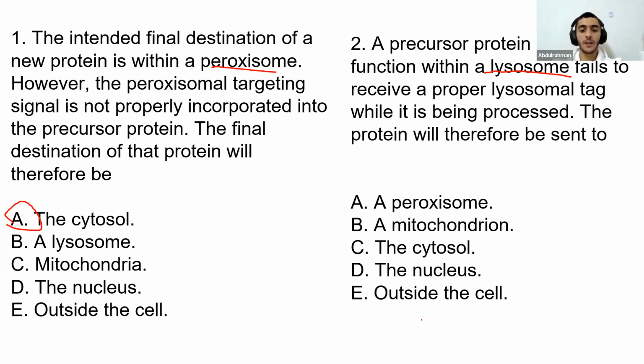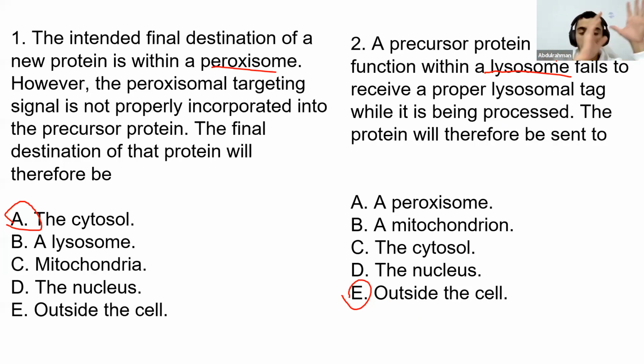Right, so as you guys said, the answer here is going to be E, outside the cell. So why exactly is it going to be sent outside the cell? Because it was supposed to be for the lysosome. And remember, where did we say the lysosome tag takes place? The lysosomal tag takes place inside the Golgi apparatus. Inside the Golgi, we poke it with phosphate. And once it gets poked with phosphate, we know to send it out. However, it's inside the Golgi already.